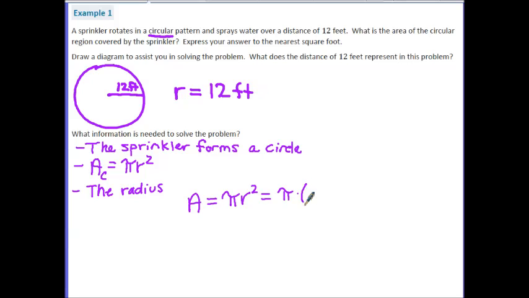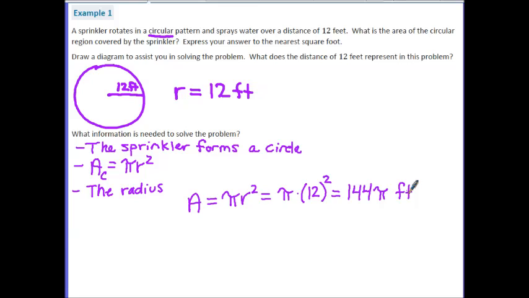Now anytime I'm substituting, I'm going to substitute in parentheses. So the 12 goes in for r, and then that is raised to the second power. If I do 12 squared, now notice I have to do 12 squared first because of order of operations, exponents come before multiplication. I get 144 pi. Now, if this problem asked me to express this in terms of pi, my answer would actually be done with the exception of adding on feet.